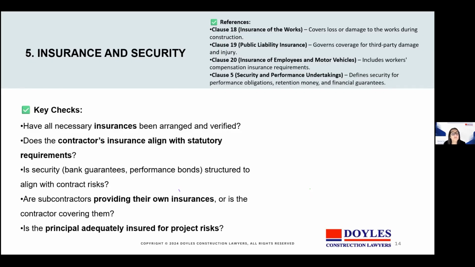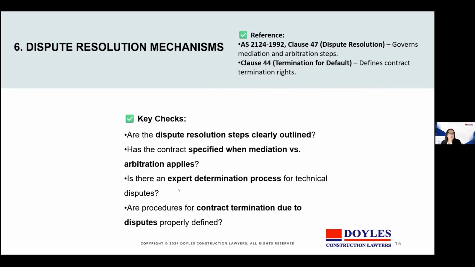So it's important to keep track not only prior to entering into the contract, but during the progression of the works, that all insurances are kept up to date. Number 6, dispute resolution mechanisms. It's important to ask in the contract, are the dispute resolution steps clearly outlined, and whether or not the contract specifies when mediation versus arbitration applies, and is there an expert determination process for technical disputes? So dispute resolution provisions are not boilerplate. They dictate how and how quickly conflicts escalate, particularly during live projects.